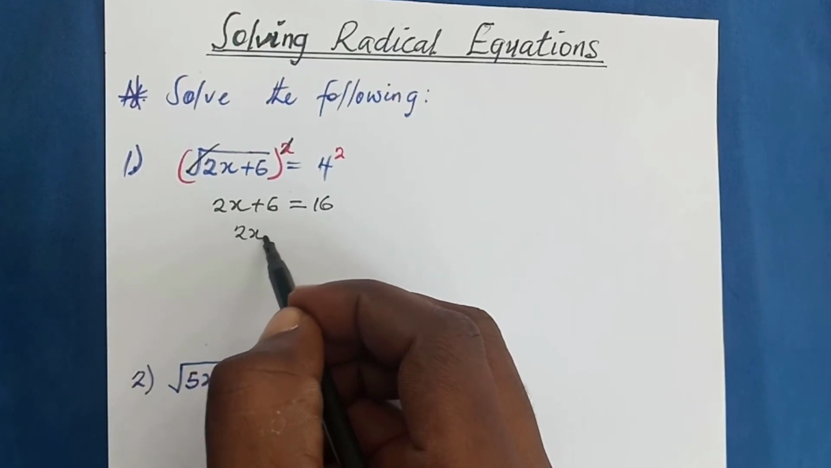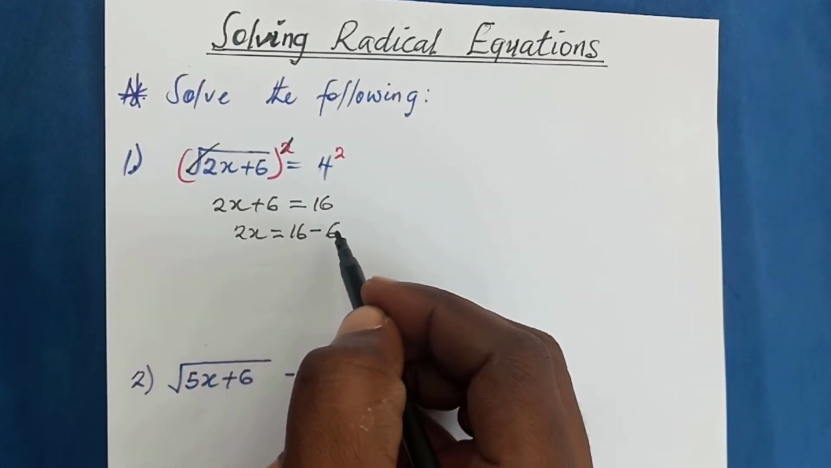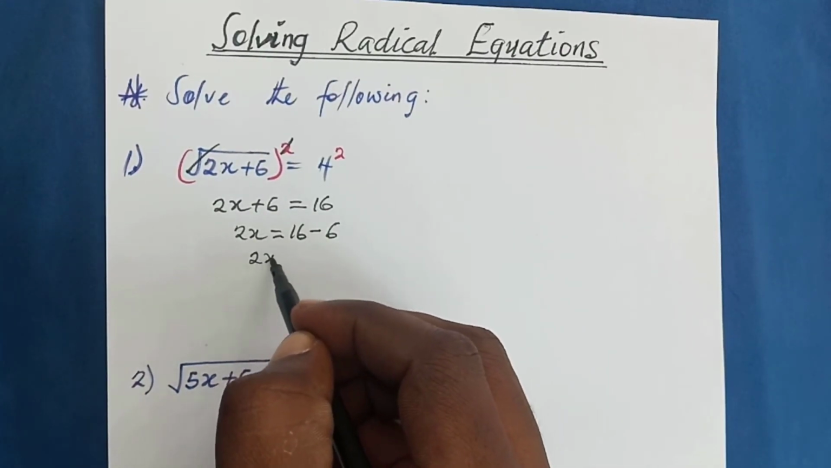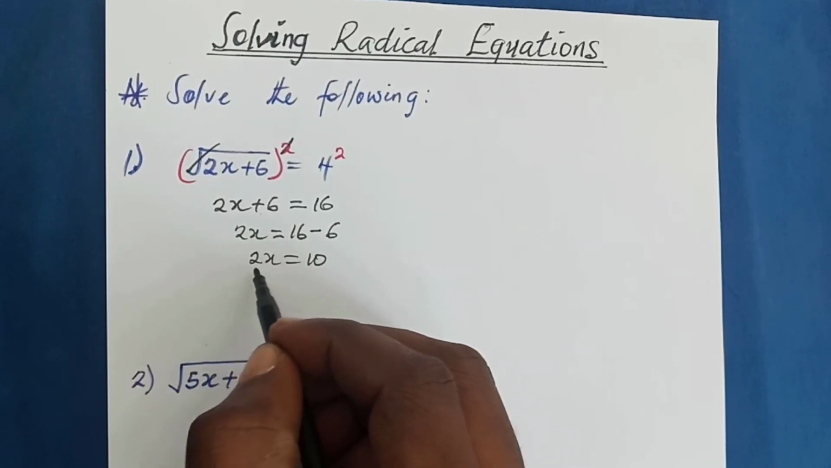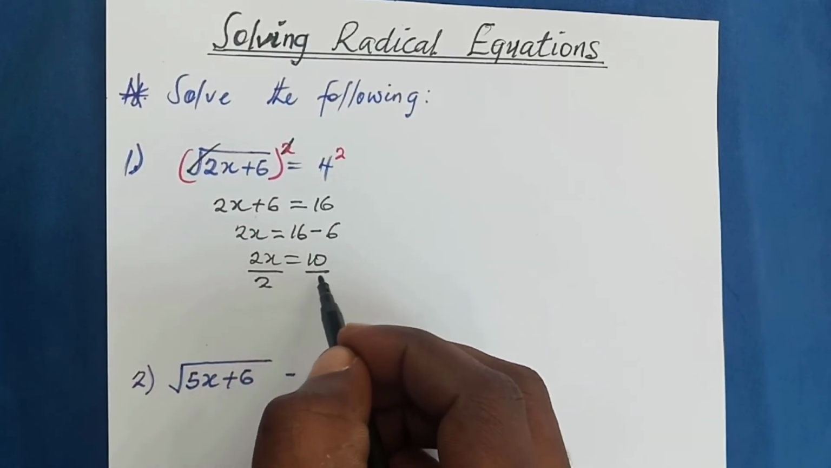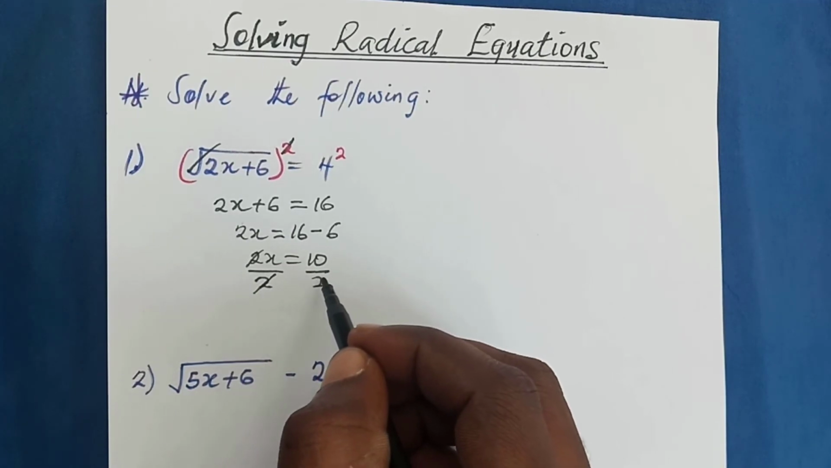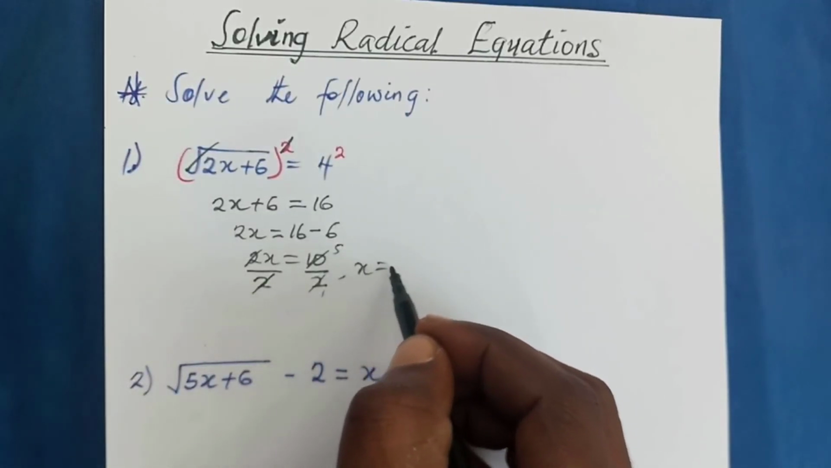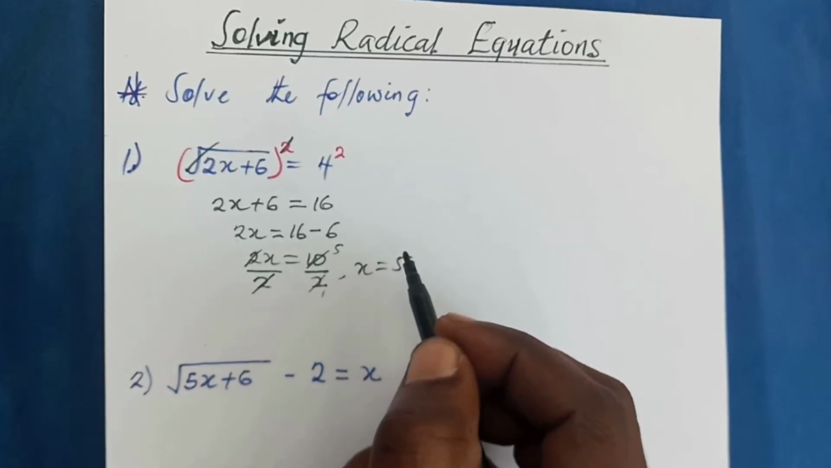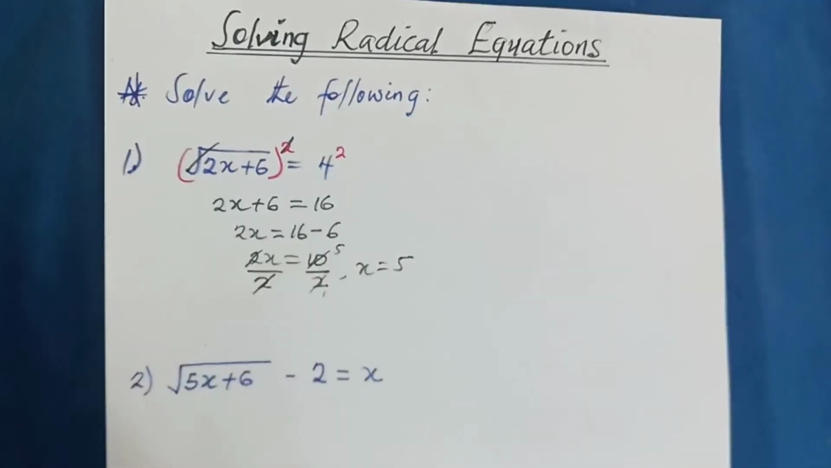We have 2x is equal to 16. When the 6 moves here, it becomes minus 6. And you have 2x is equal to 16 minus 6, which is 10. We are looking for x, so we divide both sides by 2. Then this one cancels this. 2 goes into 2 once, 2 goes into 10 five times. So x is equal to 5. See, when you get your answer like this, you have to check.